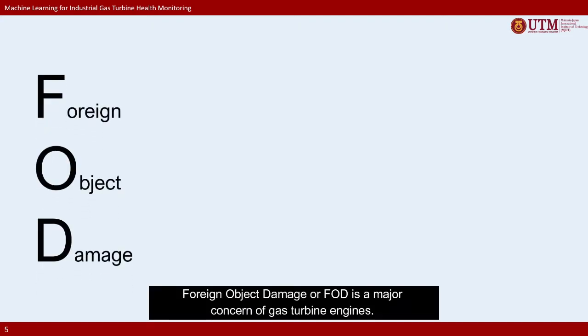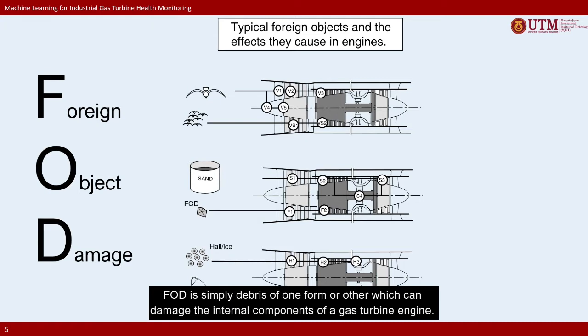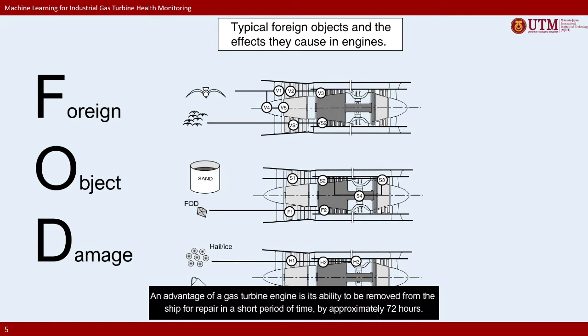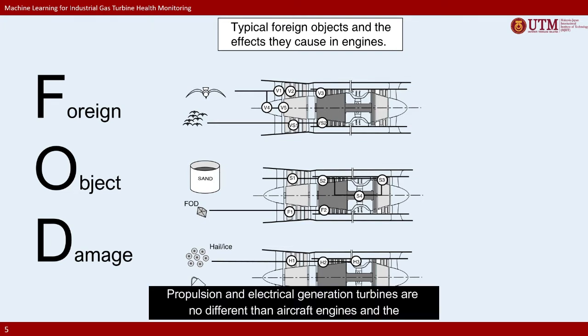Foreign object damage, or FOD, is a major concern of gas turbine engines. FOD is simply debris of one form or other which can damage the internal components of a gas turbine engine. An advantage of a gas turbine engine is its ability to be removed from the ship for repair in a short period of time, approximately 72 hours. Propulsion and electrical generation turbines are no different than aircraft engines, and the hazard FOD represents to the operation of these engines demands the attention of all personnel.